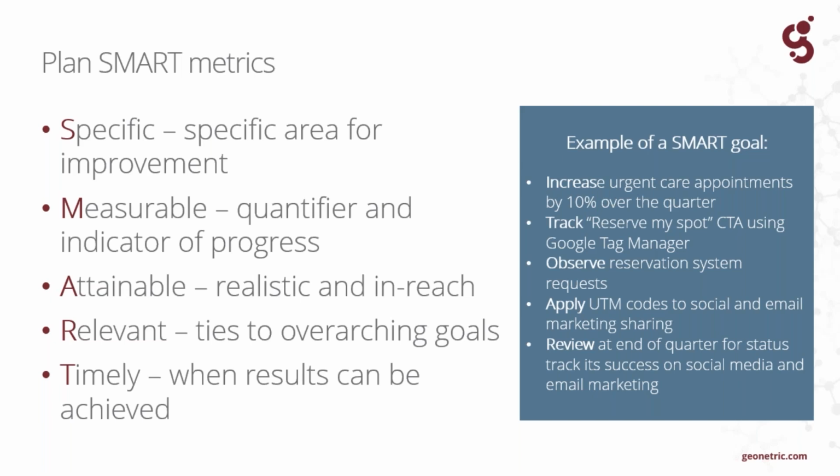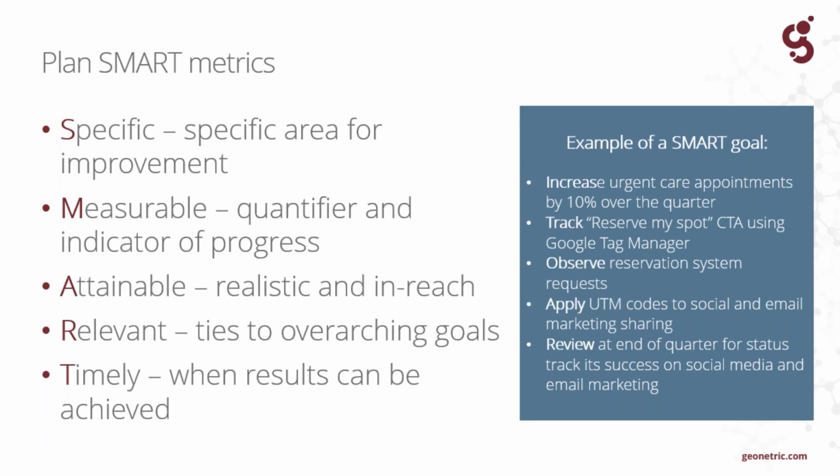So in our example here, maybe you're trying to increase urgent care appointments by 10% over a quarter. Maybe you're going to track that through the Reserve My Spot call to action with your Google Tag Manager. You're going to observe the reservation system requests for those folks who are reserving that spot. You're going to apply UTM tracking codes to your social and email marketing, and you're going to review all of this at the end of the quarter and track its success and see if you've gotten that 10% return.